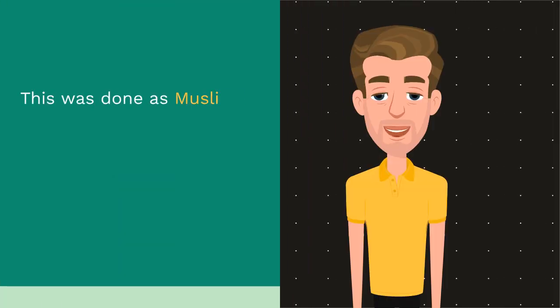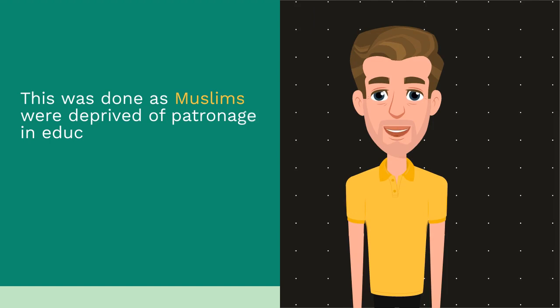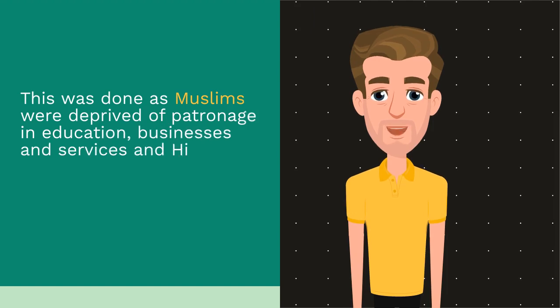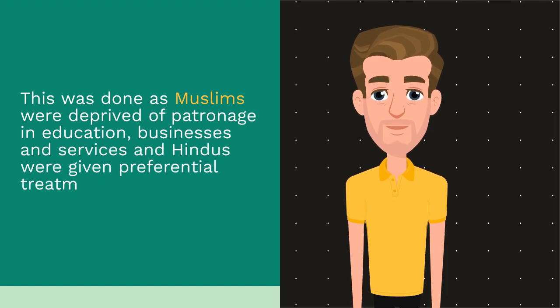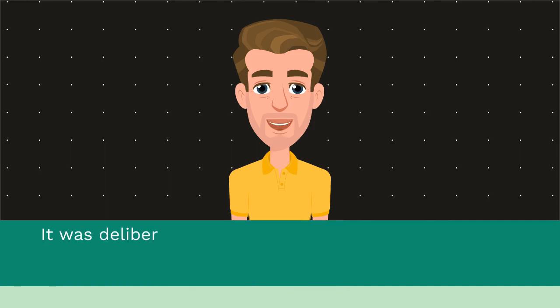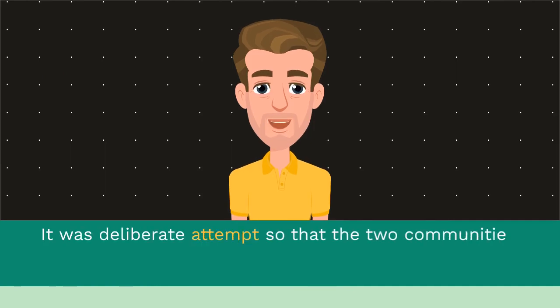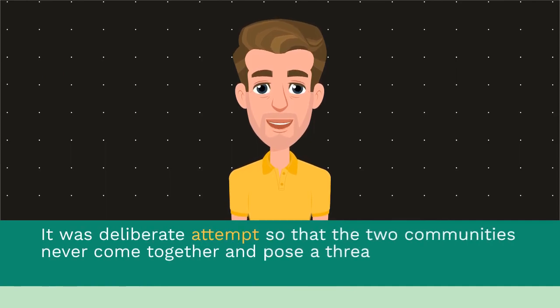This was done as Muslims were deprived of patronage in education, businesses and services, and Hindus were given preferential treatment. It was a deliberate attempt so that the two communities never come together and pose a threat to the British rule in India.